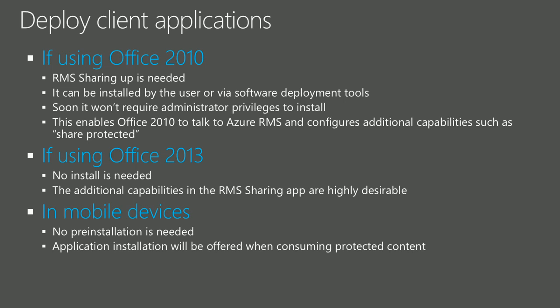For example, Share Protected allows you to send protected content to somebody outside of your organization and give them instructions on how to consume it. It also supports any file format, and it adds lots of fancy features. It allows you to track your content and all that. So it's highly recommended to deploy it on both Office 2010 and 2013. But in 2010, it's necessary. If somebody receives content protected with Azure RMS in an Office 2010 client that doesn't have the RMS Sharing App installed, they're going to see an error that says, you need to install the RMS Sharing App in order to do this. Click here. They click there, and then the application gets installed.